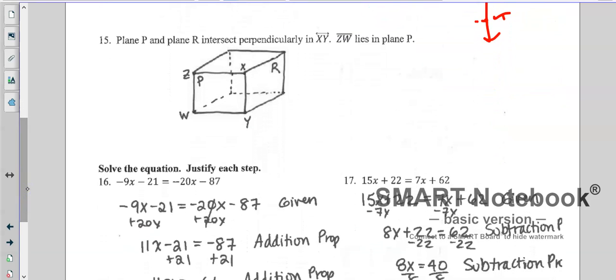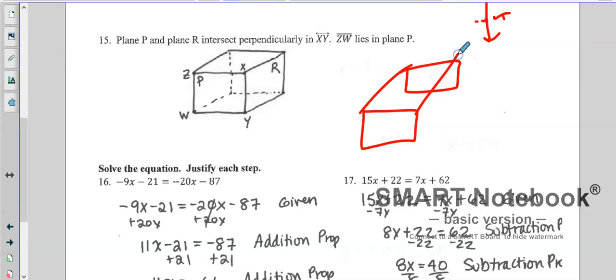Okay, plane P and R, it helps to draw a picture. So this is already drawn, but here's a quick way to draw a cube. Draw a rectangle, come up and over, and then just connect the points. Very easy way to draw a 3D figure.